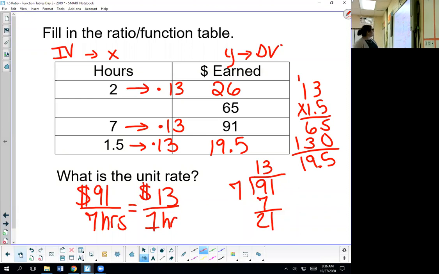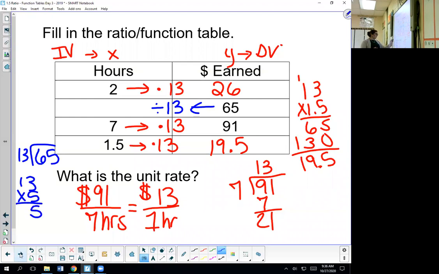Okay, and then the other one, we talked about this already, I'm going in the other direction. I need to use the inverse. So how many 13s make 65? 65 divided by 13. Well, I know 26 is 2, so let me try 4, 5. Let's try 5. 13 times 5. There it is. So this will give me 5. So my input is 5.